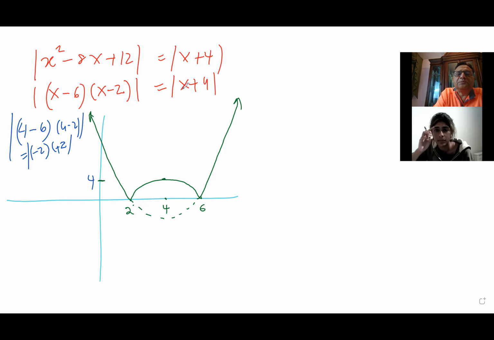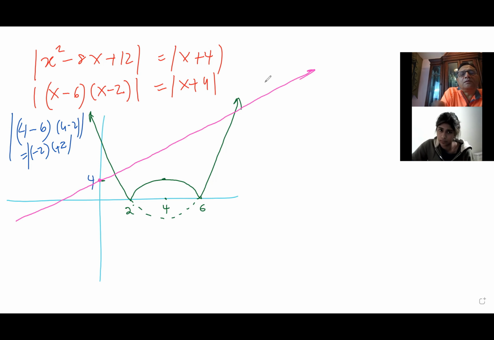The second one is x plus 4. Now, x plus 4 means the y-intercept is 4. That means this is the y-intercept for the other one. And the gradient is 1, right? Yeah. So the gradient is 1. As compared to this, it is not all that steep. So I'll draw it like this. Strictly speaking, we are talking about an absolute function that gets reflected, right?